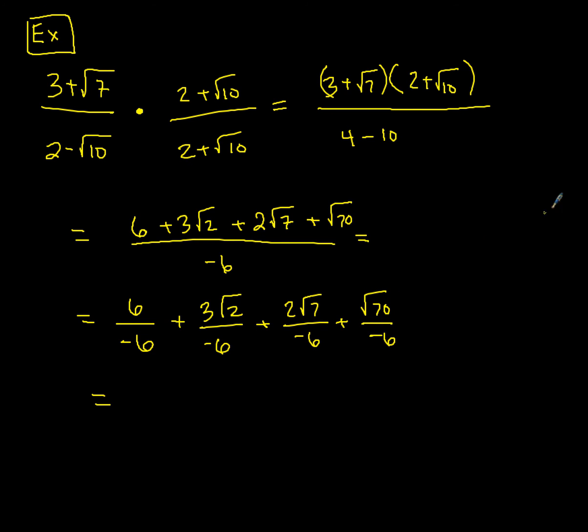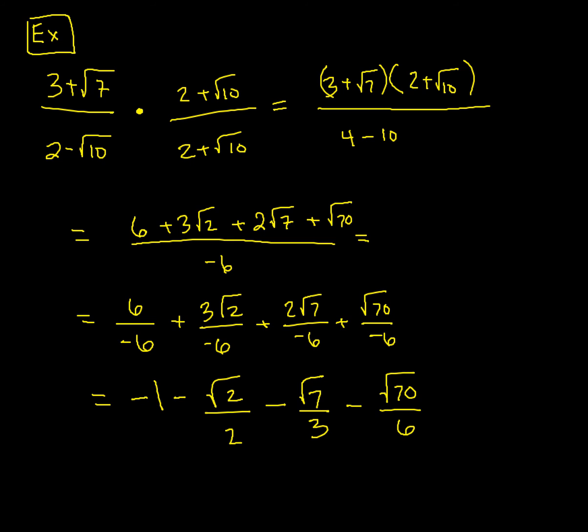So then when you get to this part, 6 divided by negative 6, well, that's just negative 1. And then when you simplify 3 root 10 over negative 6, you get negative root 10 over 2. Then the next piece, 2 root 7 over negative 6 gives you negative root 7 over 3. And then lastly, you get negative square root 70, all that over 6. So that could be another form that your textbook might write it in. Either one is the same thing.